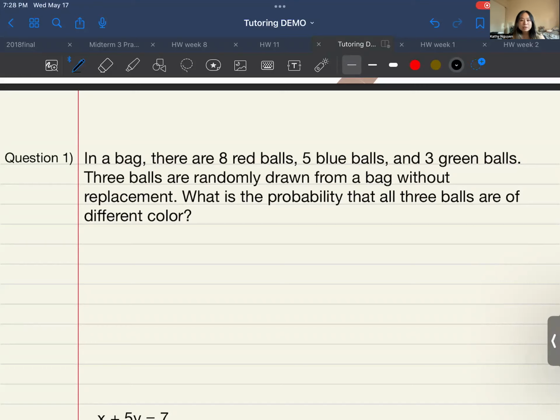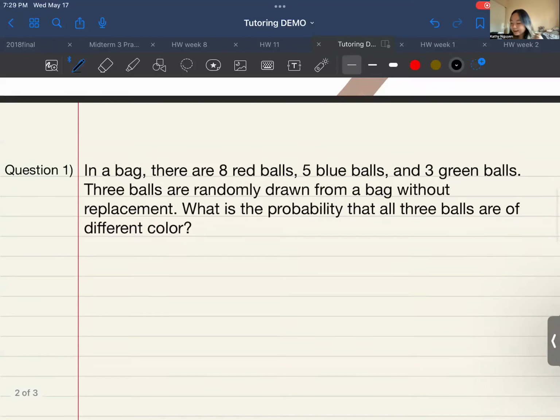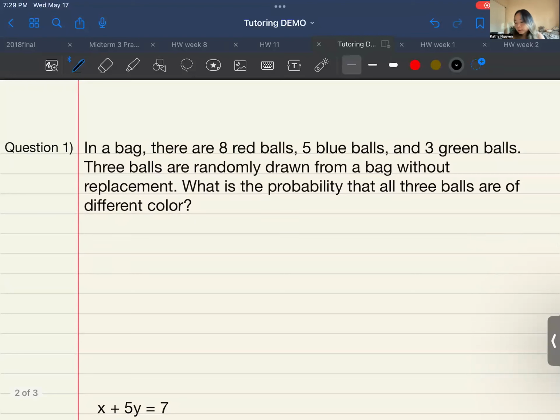I'm a student at UC Berkeley studying data science and business, and I just wanted to hop on here to give a little math tutoring demo. So yeah, to get started, let's do the first problem.